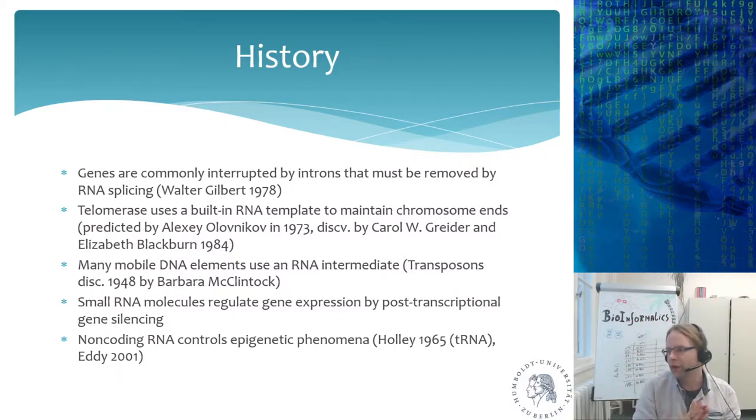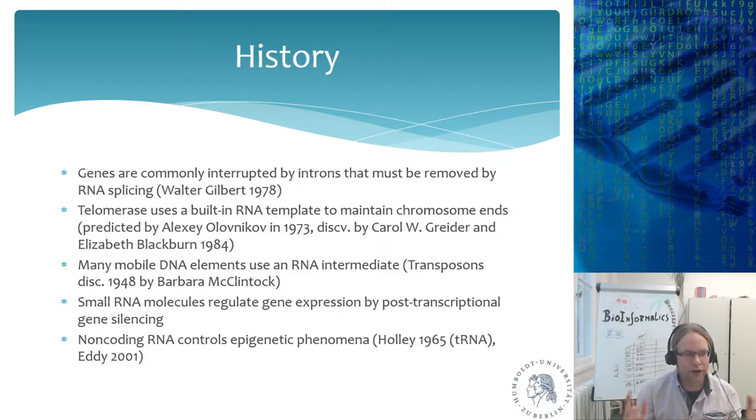So every time that a chromosome divides, it loses somewhere around 100 to 150 base pairs. So that means that the chromosomes become shorter and shorter and shorter. And inside a cell, there is this telomerase protein, which uses RNA inside of it to stabilize the end of the chromosome, so to make these chromosome ends longer again.